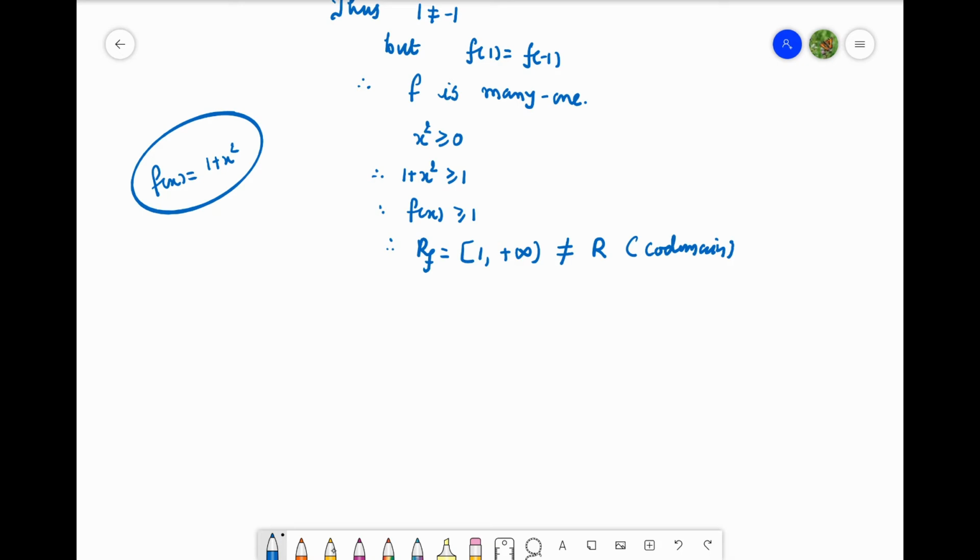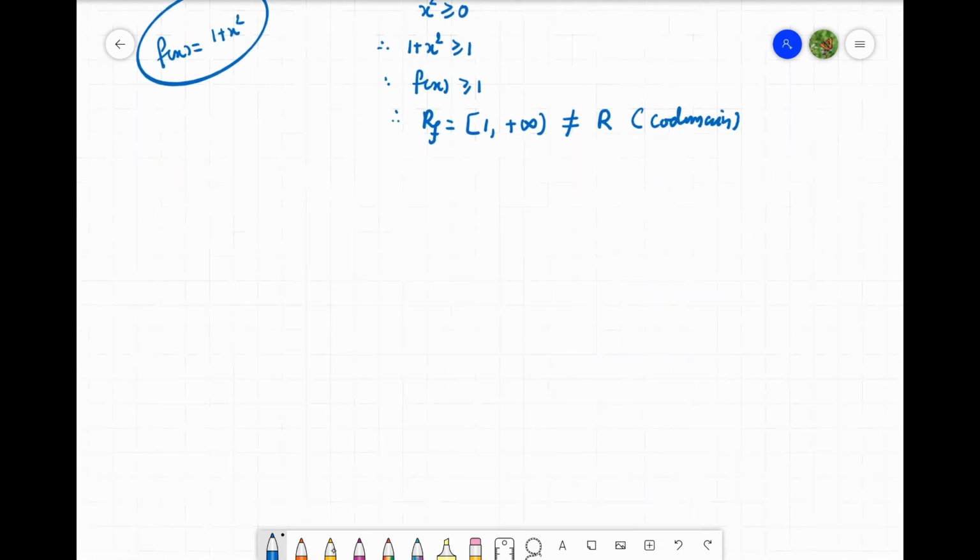So there is no negative number in the range. So if you take y equal to any negative number, you can't get x belongs to R domain such that f of x equals that negative number, because the range is the closed-open interval [1, plus infinity). So range is not equal to codomain, so f is not onto, and therefore f is not onto.